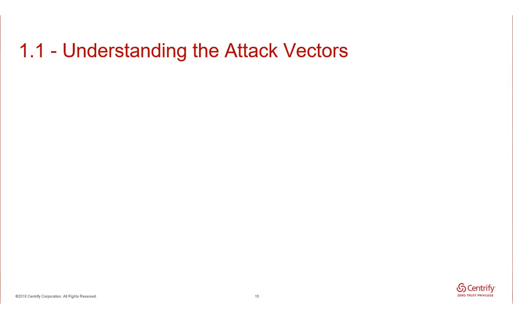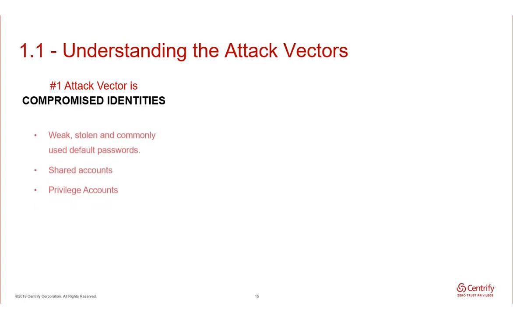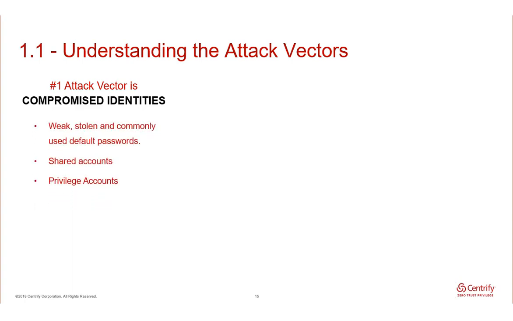How we protect our identities is critical to protecting the network and the data that's stored in it. So let's take a moment to examine the risk factors of identity. The two biggest risks to protecting identity are passwords and privilege. And the number one attack vector is compromised identities. Generally, compromised identities come about due to weak, stolen, and commonly used default passwords, shared accounts, and more importantly, shared accounts with privilege.